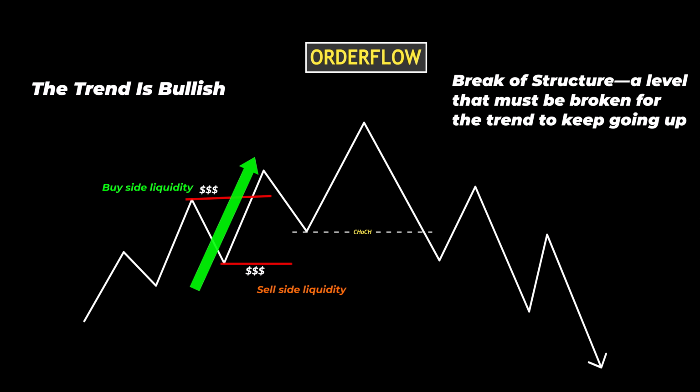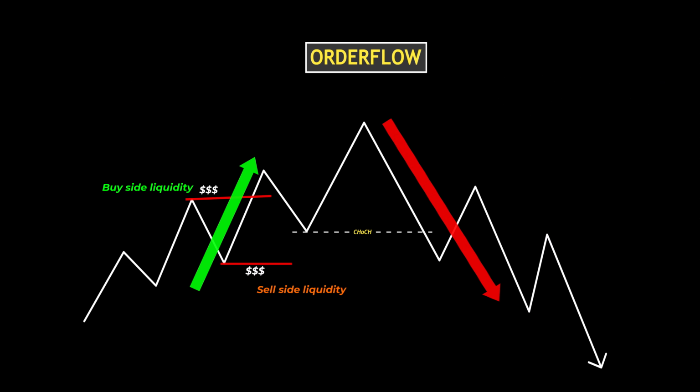But what if price breaks the opposite side? That's where change of character comes in. If price pushes below the low instead, that signals the bullish flow might be shifting bearish. In this case, the sell side becomes the new break of structure, and the high turns into the change of character level, a potential pivot point or level.